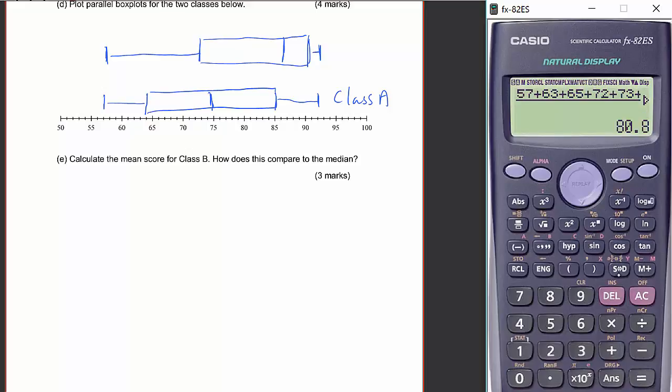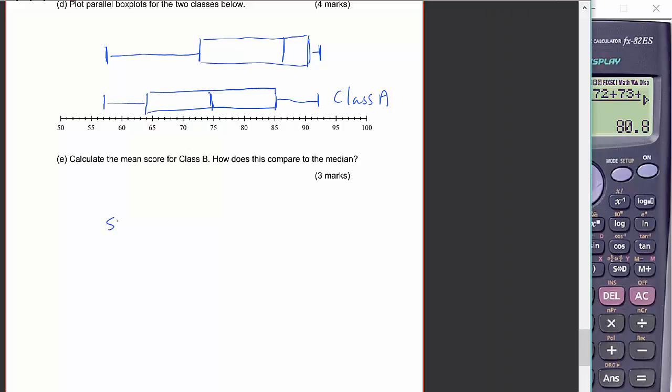And we get 80.8. So I'm just going to indicate that I'm doing 57 plus 63 plus and so on up to 92. Don't need to write them all down. And we're dividing by 15 and then 80.8.